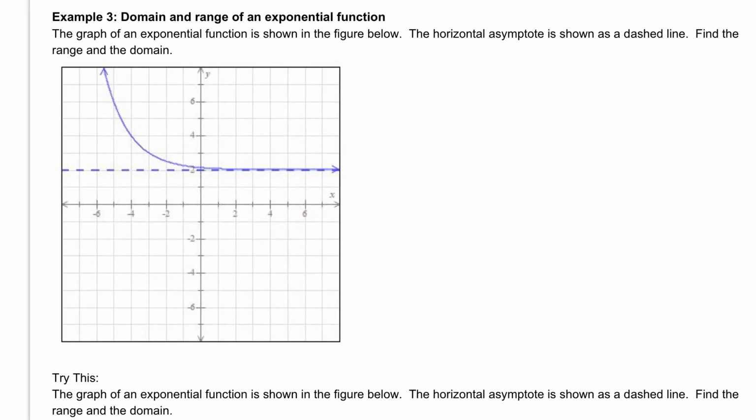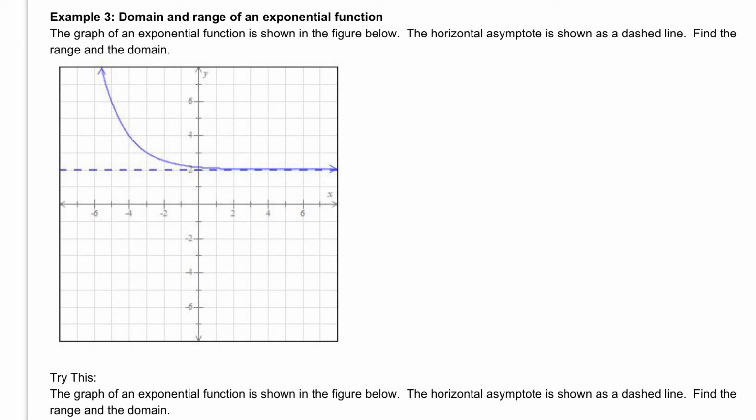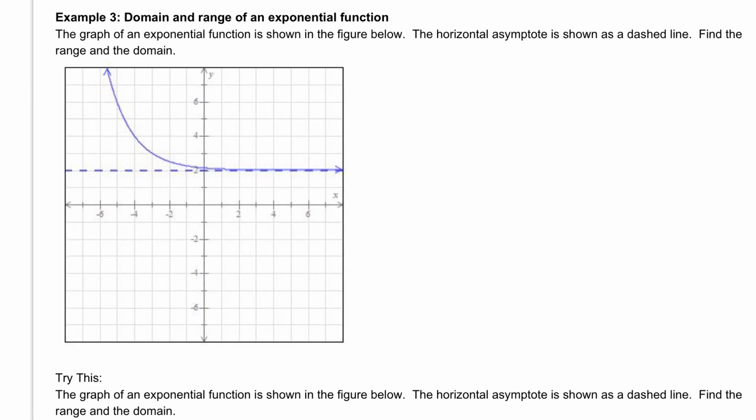Now, as we take a look at example 3, we're trying to find domain and range from the graph. It says the graph of an exponential function is shown in the figure below. The horizontal asymptote is shown as a dashed line, just like we do it on our own graph. Find the range and the domain. So the first thing I'm going to talk about is the domain, and our domain is our possible x values.